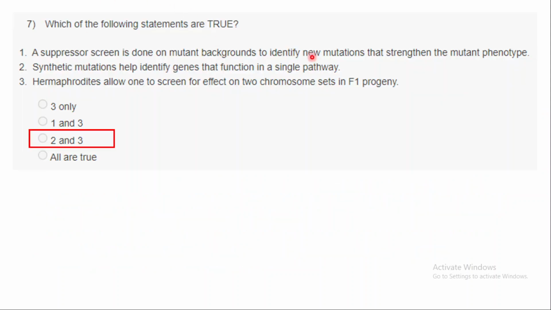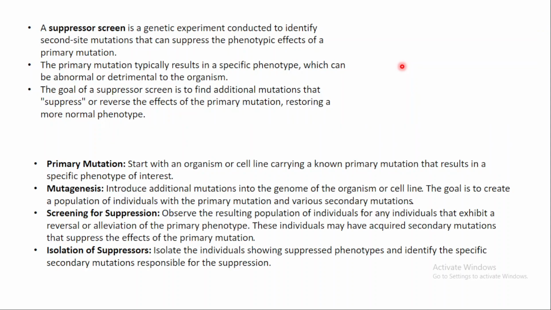So statement one is a little bit misleading here, because a suppressor screen is done on mutant backgrounds to identify new mutations that strengthen the mutant phenotype. While it is the reverse, new mutations that can reduce the mutant phenotype or suppress the mutant phenotype are the kind of mutations coming up in a suppressor screen. That is why statement 1 is not true. It's just the opposite. Any mutation which will strengthen the mutant phenotype, we do not select for that in the suppressor screen.